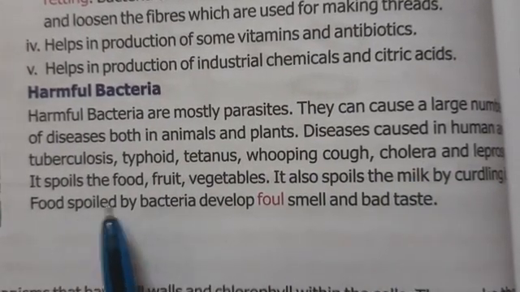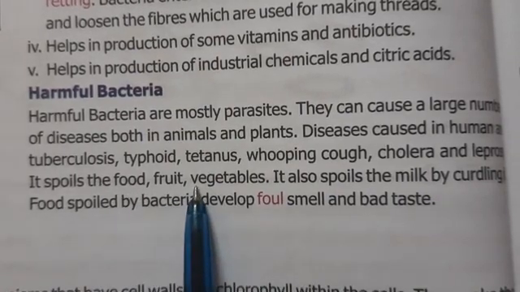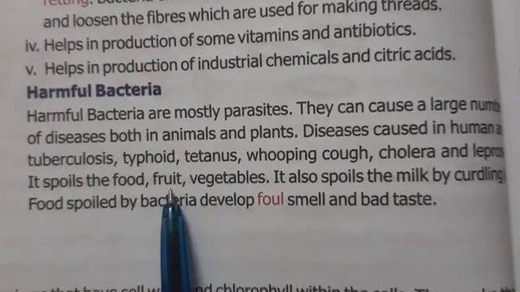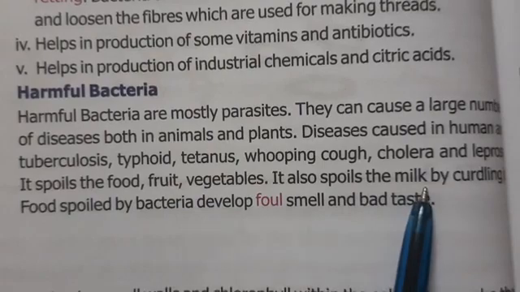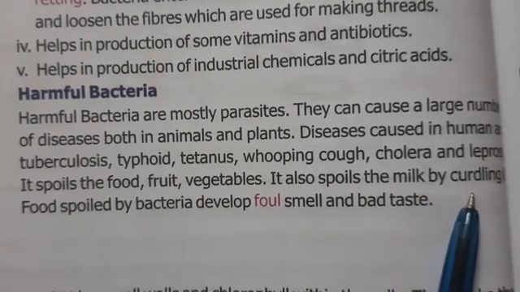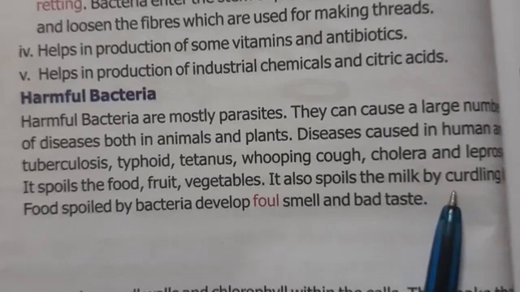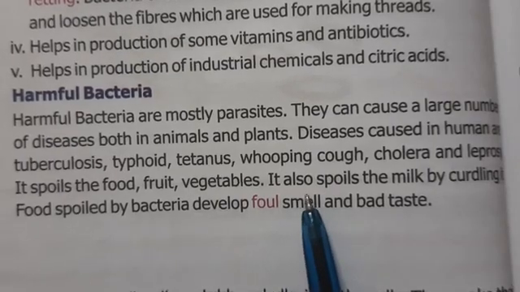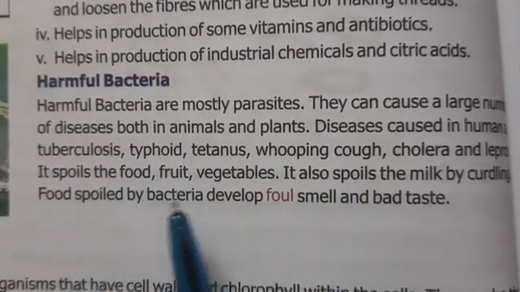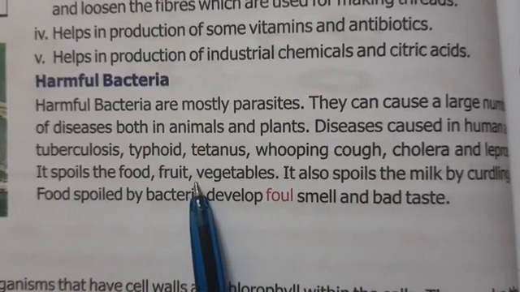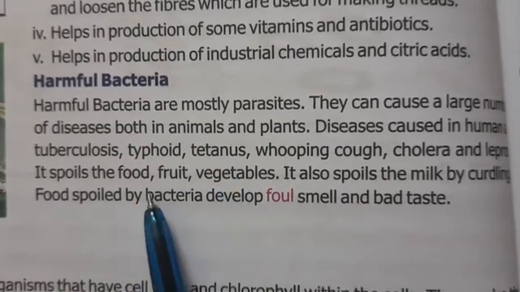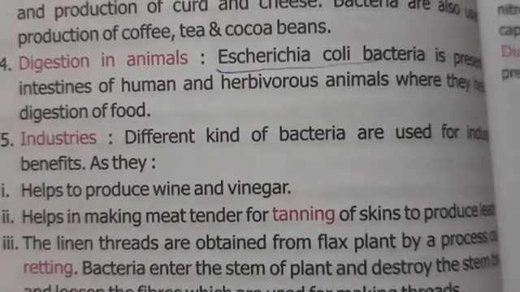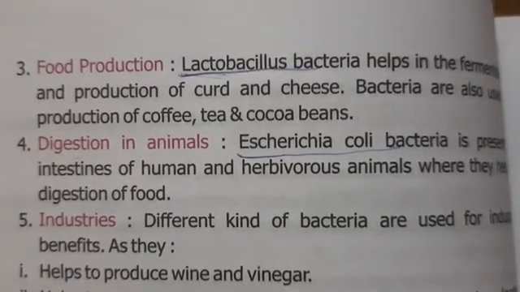And bacteria also spoil food, fruits and vegetables. You have seen that fruits and vegetables get spoiled. The reason is bacteria. Even milk gets spoiled by curdling. Curdling means the milk splits, that is called curdling. And food spoiled by bacteria develops a foul smell and bad taste. So these are the harmful effects of bacteria. That means they spoil most of the things. They cause diseases, and they spoil food, fruits and vegetables. But at the same time, these bacteria are very, very useful in our day-to-day life.